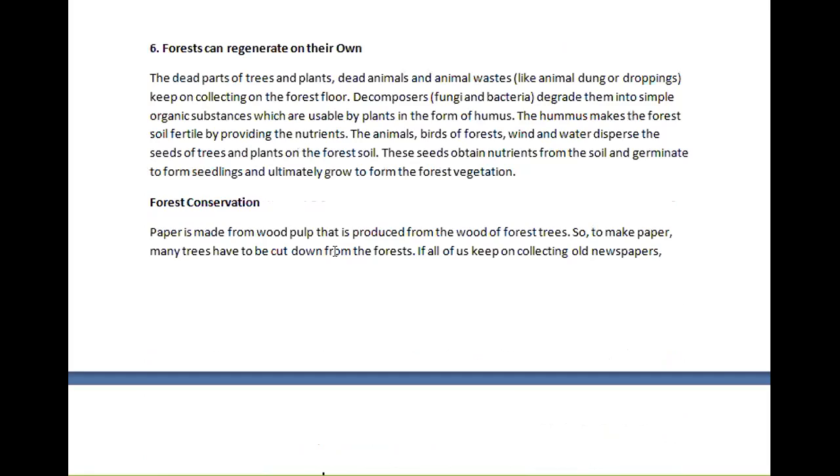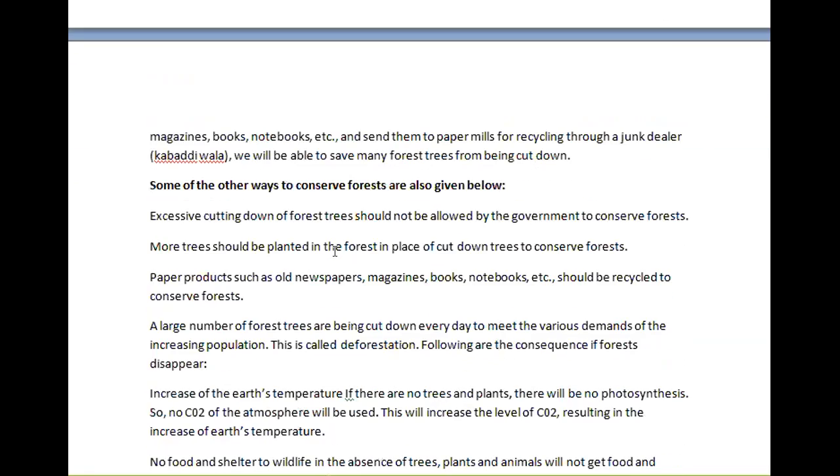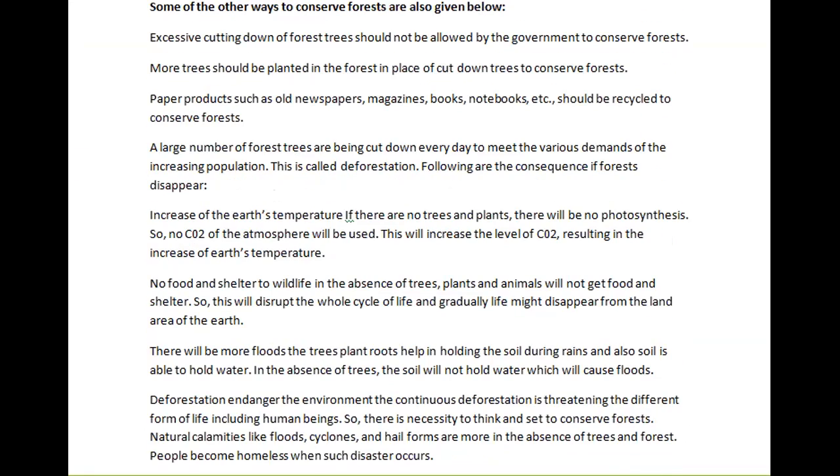So we all are interdependent on each other. Without one, the other cannot survive. Without plants, there is no air, there is no oxygen, there is no water, there is no food, there is no shelter for animals. Without animals, human beings can't survive. So one way or the other, we all are interdependent on each other.